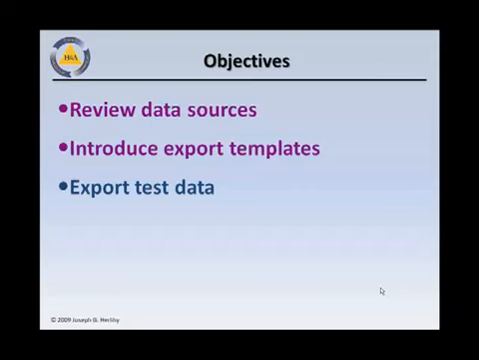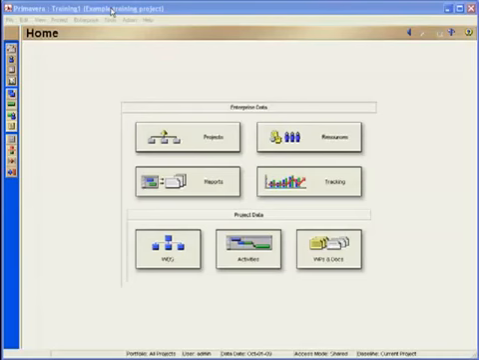We're going to export some sample test data into Excel, and then we're going to look at that data in Excel and discuss some of the things that Primavera does that we need to be aware of. We'll use an existing project that we have to sample to demonstrate the export of data to Microsoft Excel.